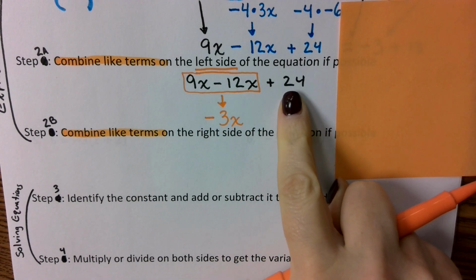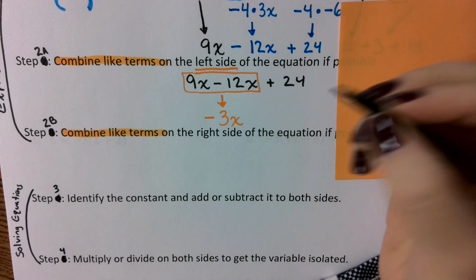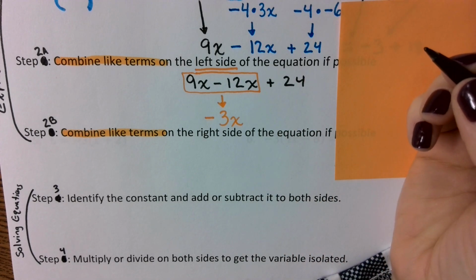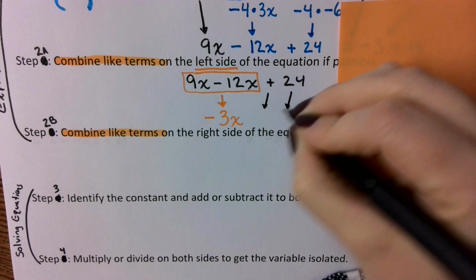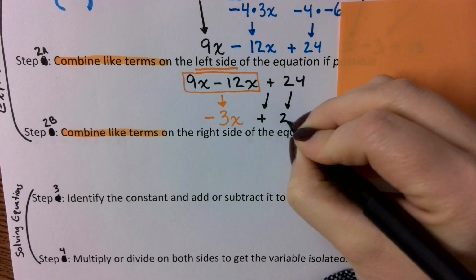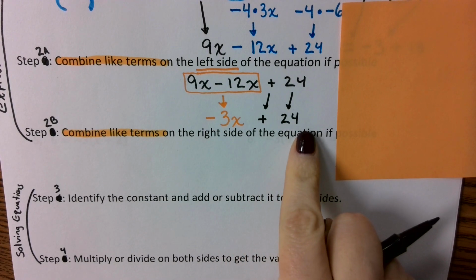Now plus 24 doesn't have anything that can be combined with it. So do we just ignore it? No, you put it down. You have to bring it down. We have to bring down plus and the 24. So now our left side is as simplified as it's going to get.